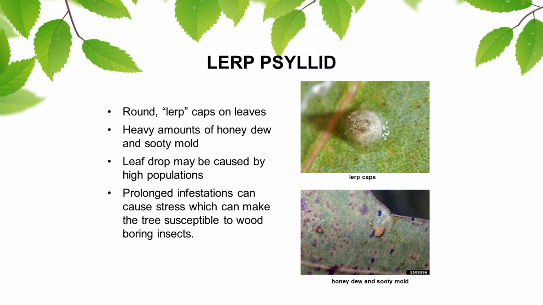Lerp Psyllid symptoms. Symptoms of Lerp Psyllids include the round lerp caps on leaves. Heavy amounts of honeydew and sooty mold are on the leaves. Premature leaf drop may be caused by high populations. Prolonged infestations can cause stress on the tree, which can make the host tree susceptible to wood-boring insects.